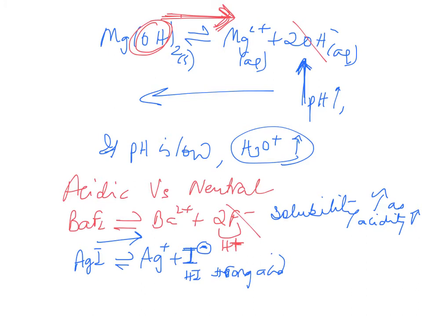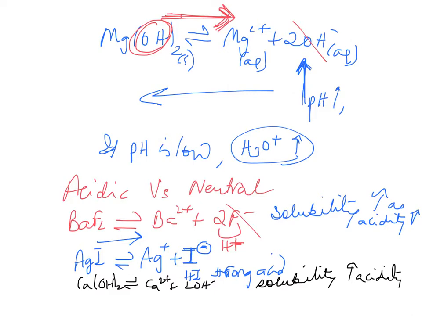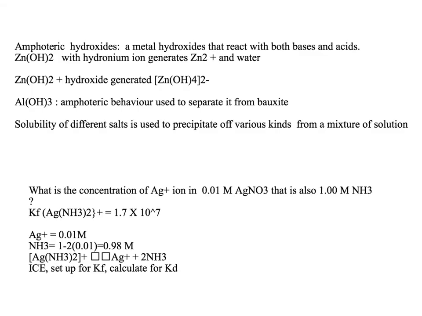The third one that we have here is calcium hydroxide. Again, that's going to be Ca2 plus and 2 OH negative. The OH negative is going to interact with the H plus, and hence the solubility is going to be more. Solubility increases as acidity increases in this case as well. All right, let's work on.